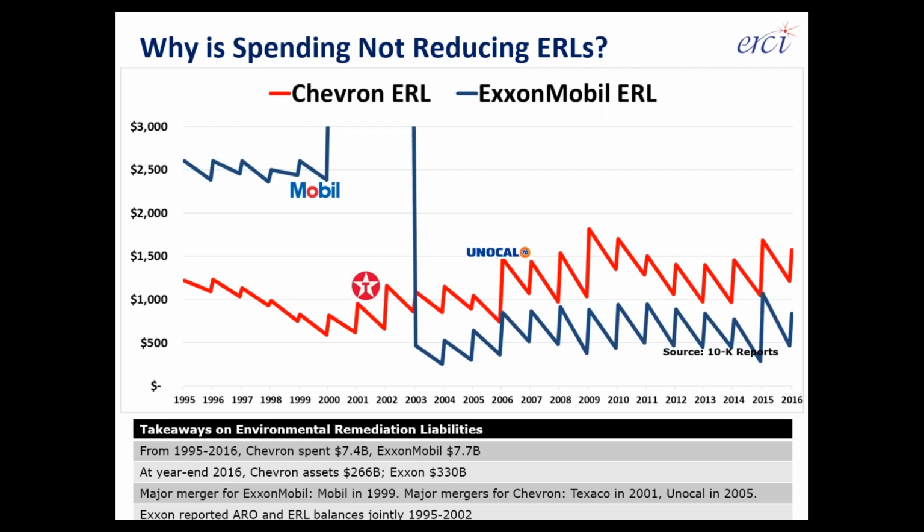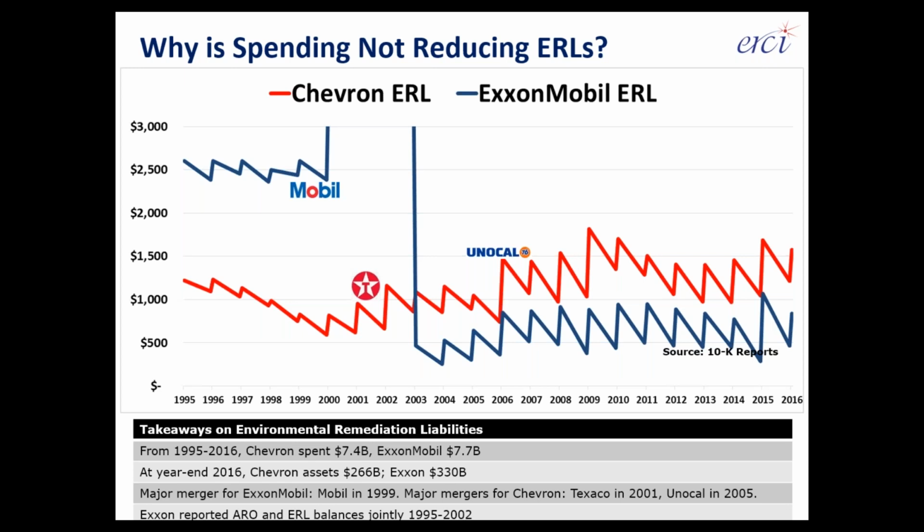One of the challenges that we saw in looking at the 10K reports of different organizations is that different types of liabilities were acting in different ways and behaving differently to spending. Here, for example, is a comparison between Chevron and Exxon's remediation liabilities.